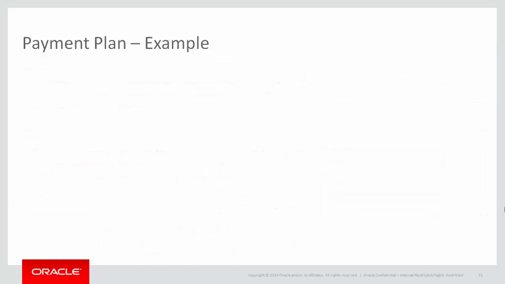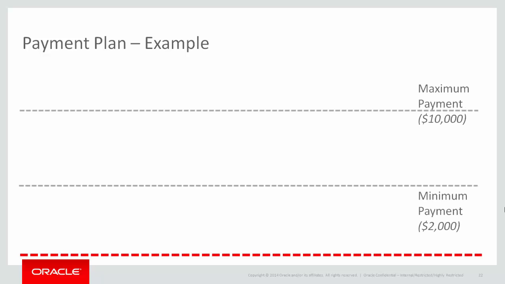Now, to help illustrate how payment plans work, let's walk through a little bit of an example. Let's say there's a payment plan out there, and we're going to invoke both the minimum payments as well as the maximum payments in this illustration. So let's say there is a minimum payment of $2,000, which means no matter what you sell, you're at least going to get a minimum guarantee of $2,000.